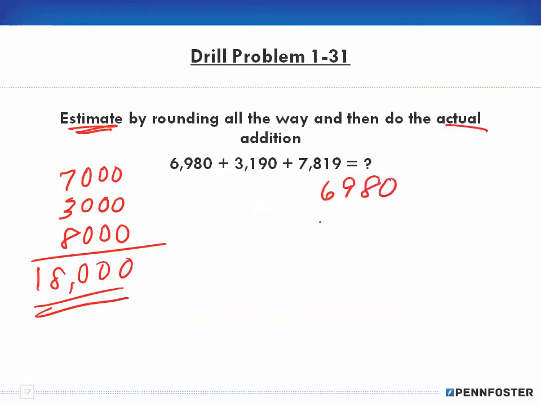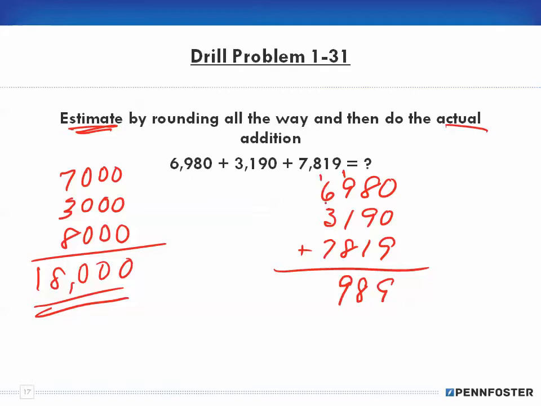Now let's do the actual math. 6,980, 3,190, 7,819. Add them all up. 0 and 0 is 0, 0 plus 9 is 9. 1 and 9 is 10, and 8 is 18. Carry my 1. 1 and 9 is 10, and 1 and 8 is 9, so that's 19. 7 and 3 is 10, 1 and 6 is 7, so that's 17. So we end up with 17,989.